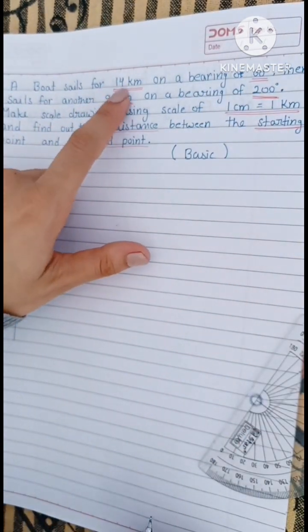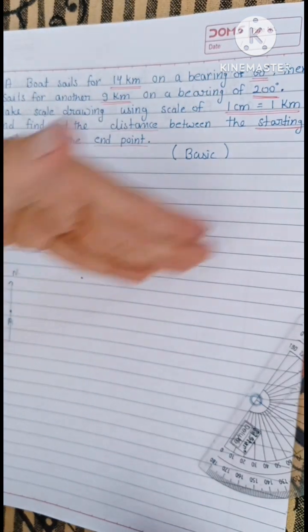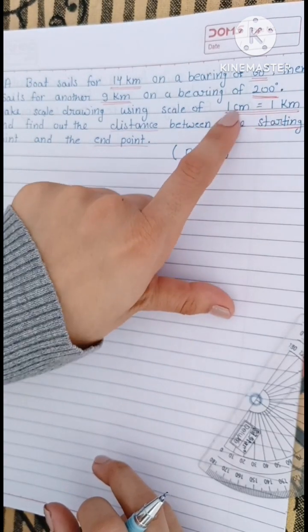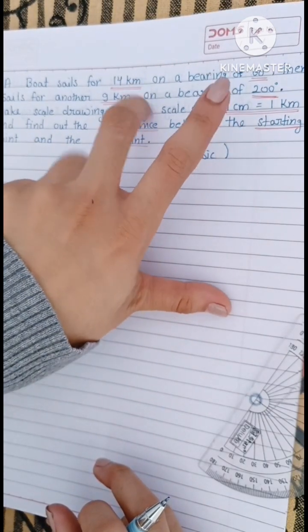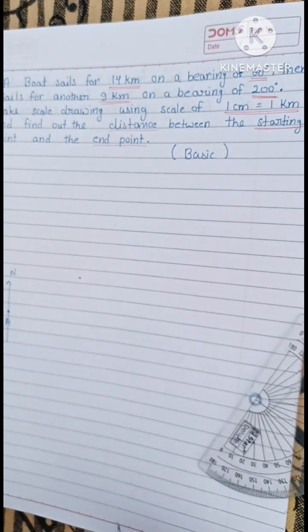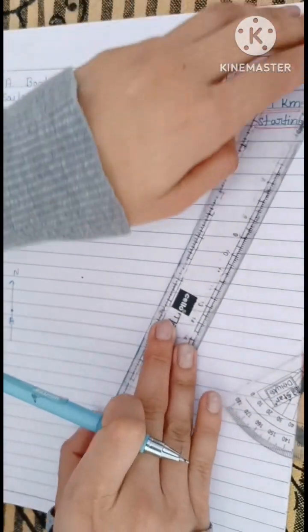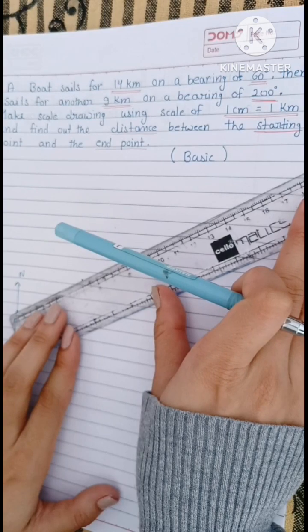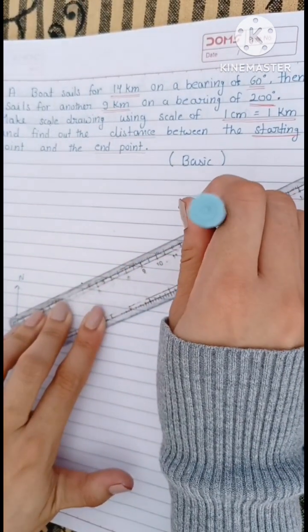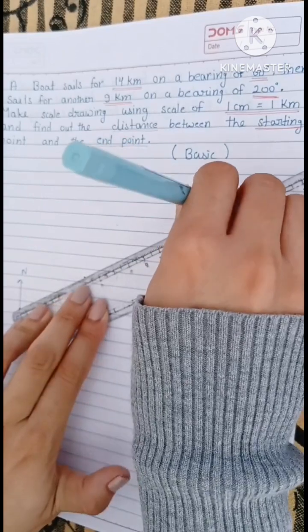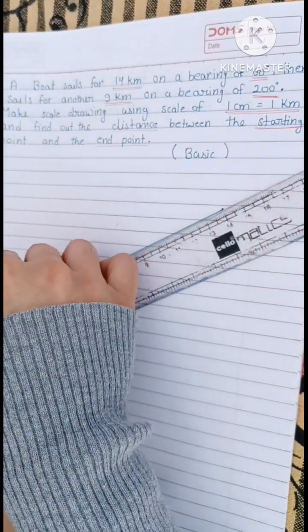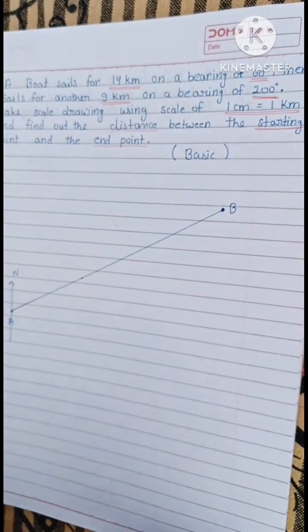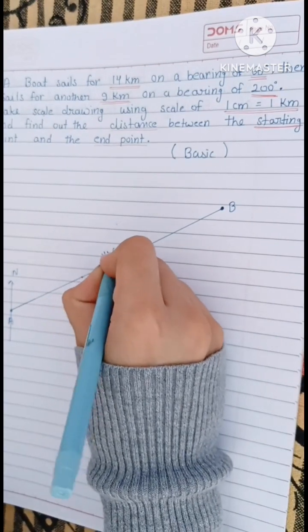Now I have to move for 14 kilometers. I cannot represent 14 kilometers on a piece of paper, so I'll be using the scale. For 1 kilometer I use 1 centimeter. So 14 kilometers would be represented by 14 centimeters. So we'll draw a line of 14 centimeters on a bearing of 60 degrees. So that's where my ship is after the movement of 14 kilometers. Let's say that's position B. And this is 14 centimeters.